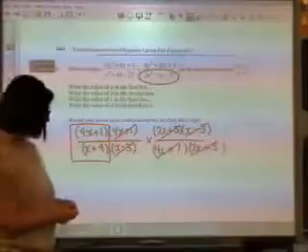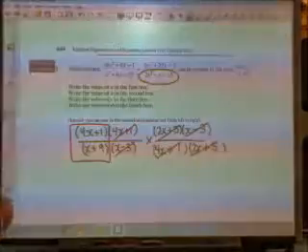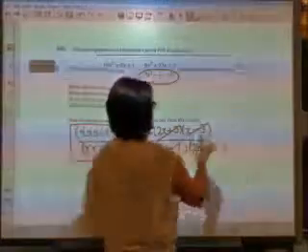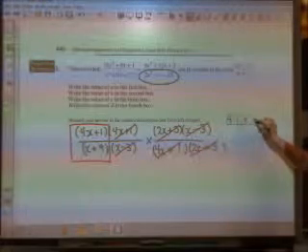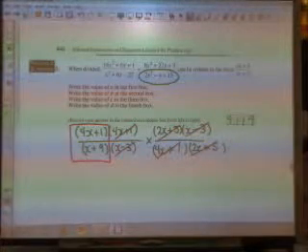So what's the value of A? 4. And B is? 1. C is? 1. And D is? 9.